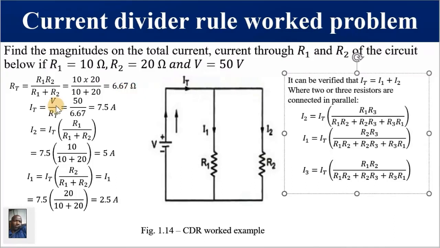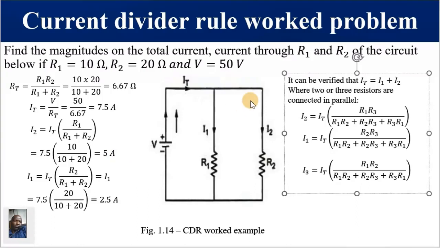We divide this into the supply voltage, so our total current is equal to 7.5 amps. So we are done. You get all the marks. We now want to find I2, and we are going to apply the current divider rule. We say the opposite resistor R1 multiplied by the total current IT divided by the sum. If we apply this, we are going to get 5 amps.